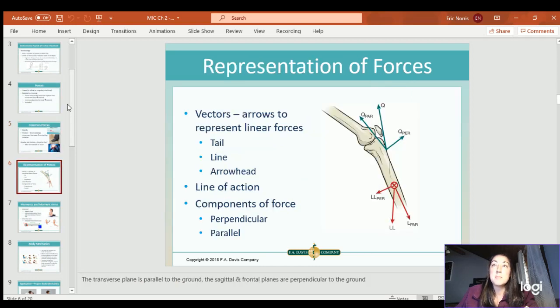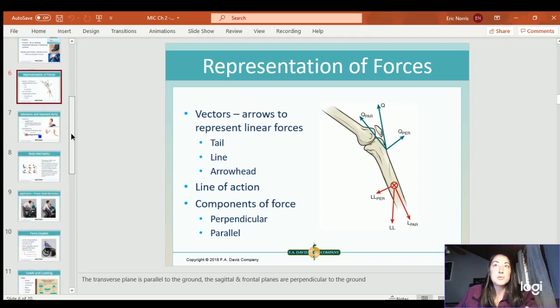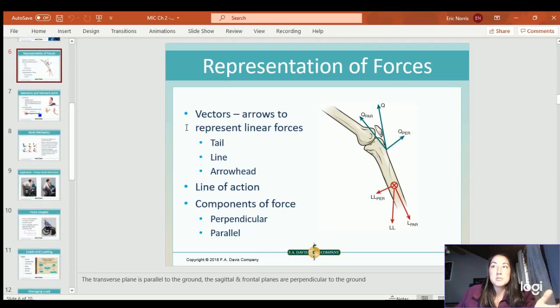Okay, so a vector is just an arrow on a diagram that is used to represent linear forces. So the tail is actually the starting point. It is the initial point. The line goes out that way, and the arrowhead is the arrow at the end.